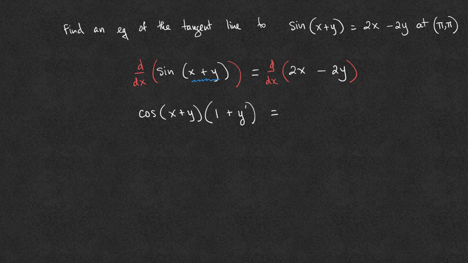On the right-hand side, it is the difference of two terms. The derivative of 2x with respect to x is 2. The derivative of 2y with respect to x is -2y prime.